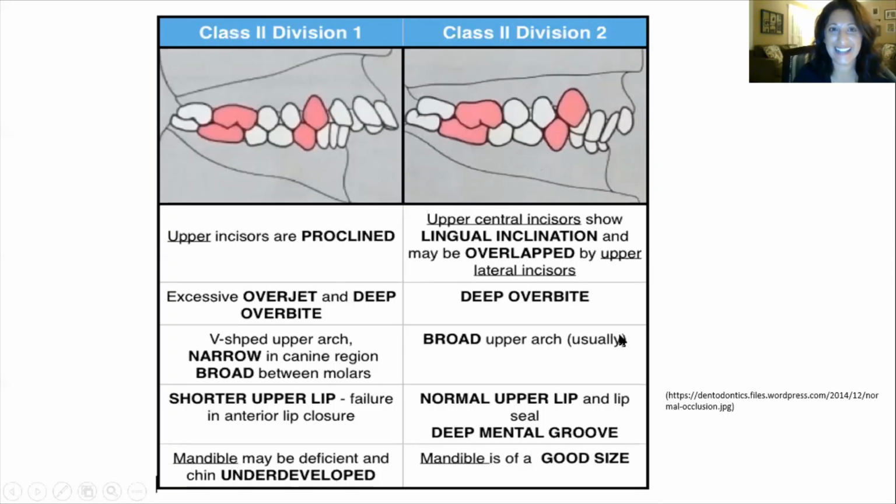Does anyone else have any questions before we move on to the case study section?